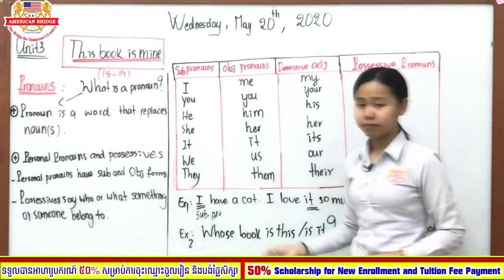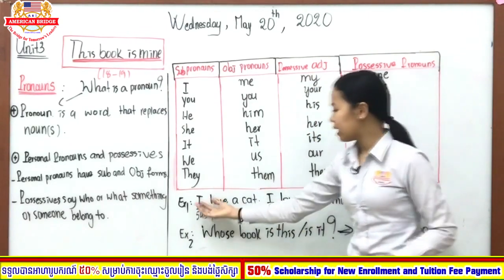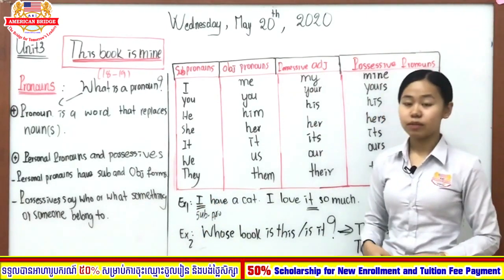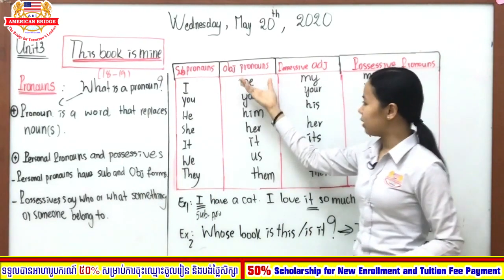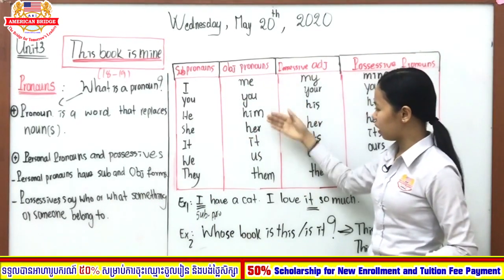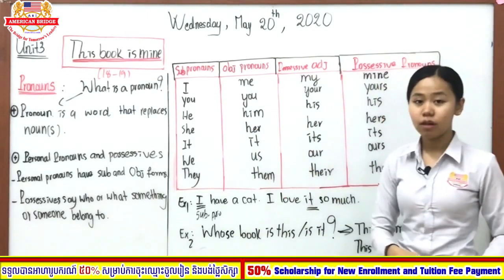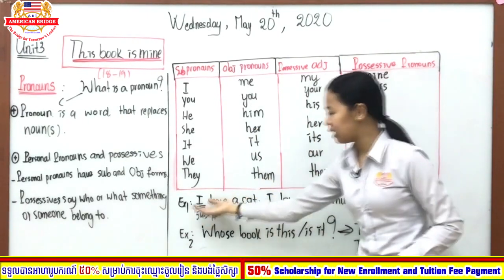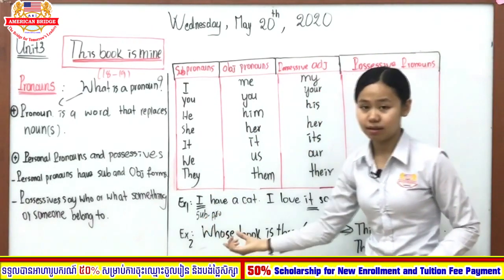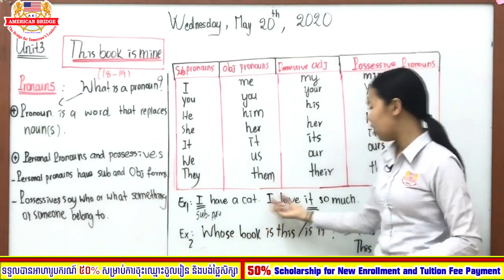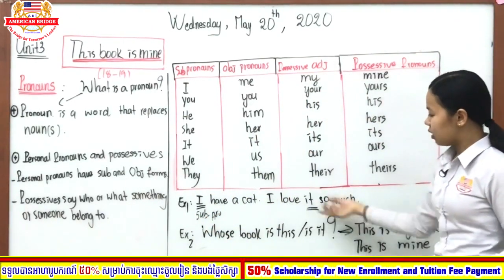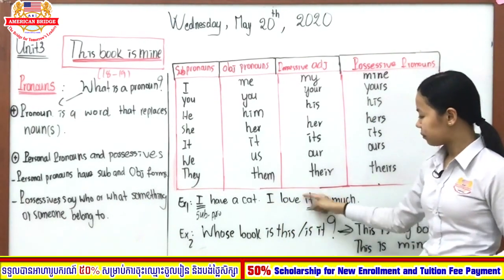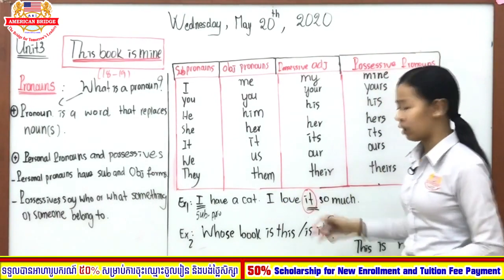So I have a cat, for example. I here functions as the subject of the sentence. While for the object pronouns, we have me, you, him, her, it, us, and them. So for example, I have a cat. I here is the subject pronoun of the sentence. And I love it so much. I here is still the subject pronoun, but what does it function as here?